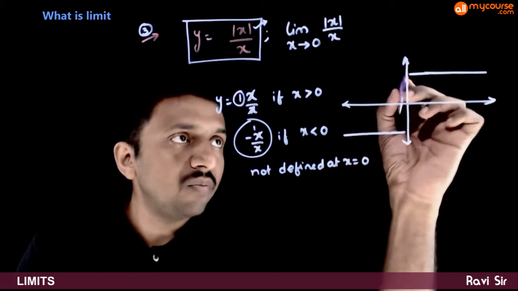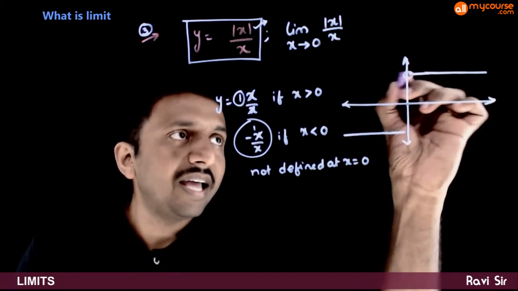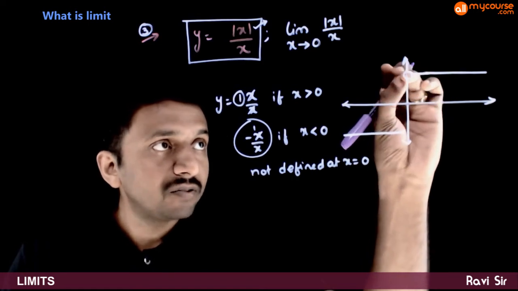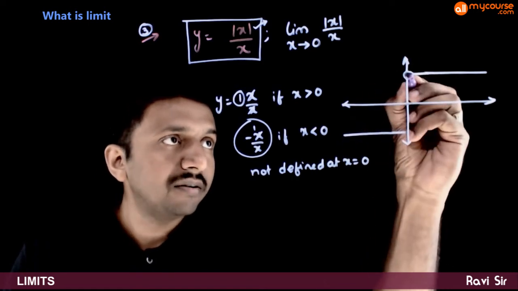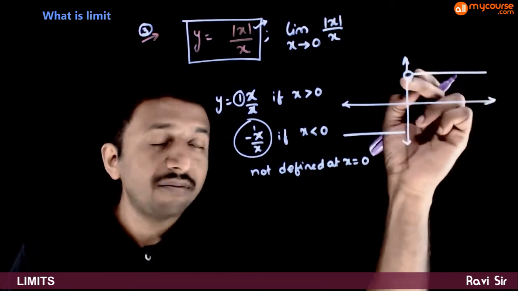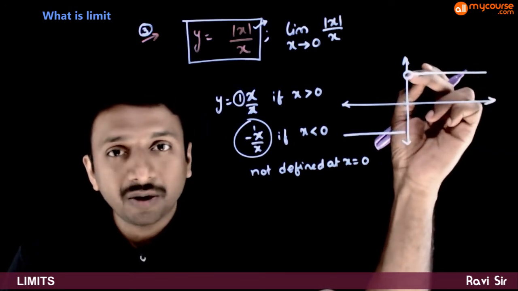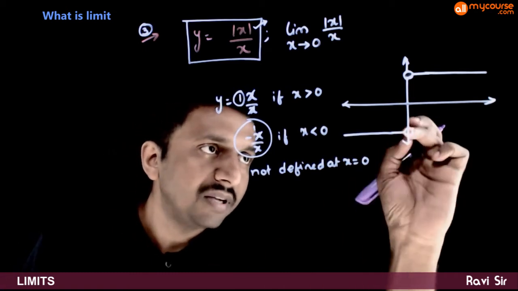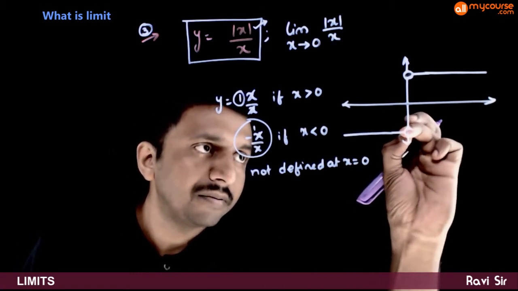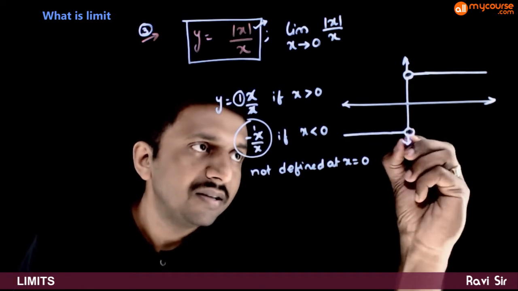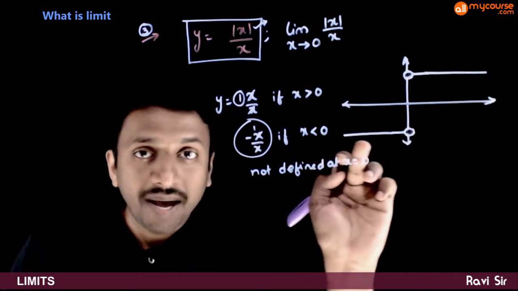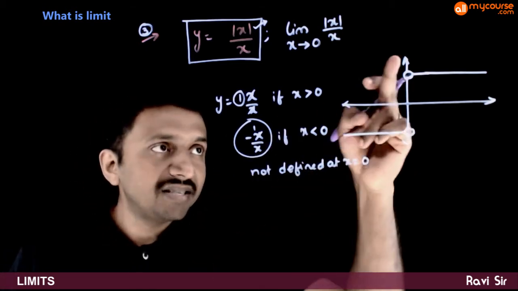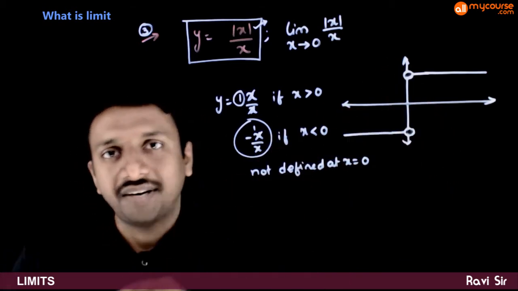That is, this plus 1 works till x is equal to 0, so you have a hollow dot here. It means this graph works closer and closer to 0, but not at x is equal to 0. So here also I need to have a hollow dot, because this y equal to minus 1 is valid only till 0 but not at 0. And at x is equal to 0, the function is not defined.